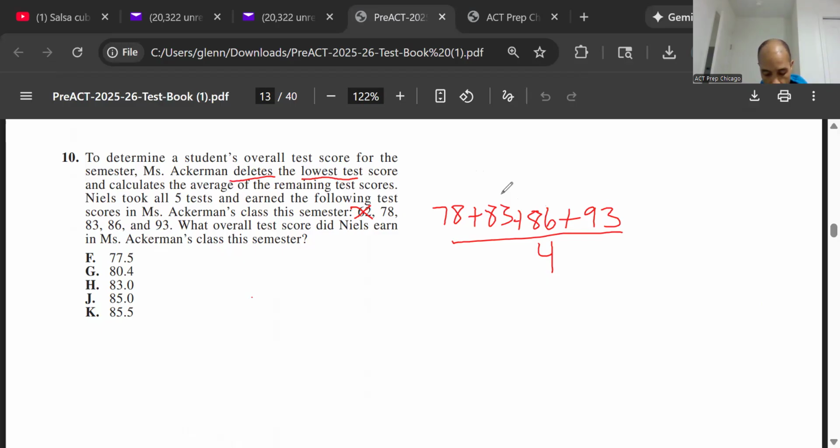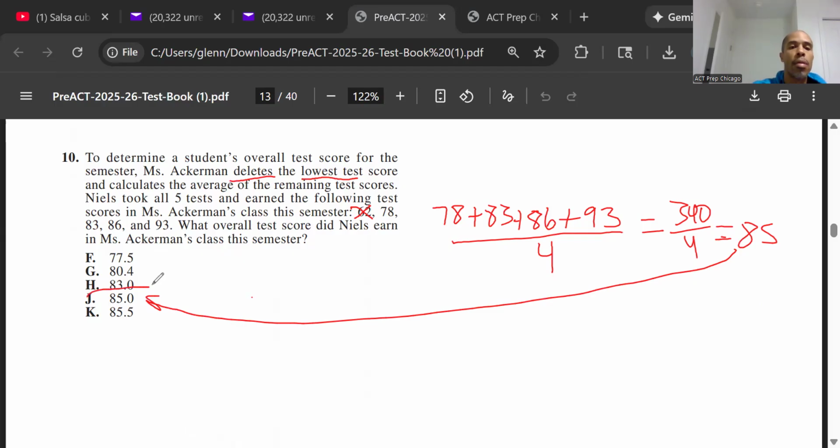So 78 plus 83 plus 86 plus 93 is 340, and then 340 divided by 4 equals 85. Yeah, I'm pretty good at this, huh, guys? All right, 85. There we go.